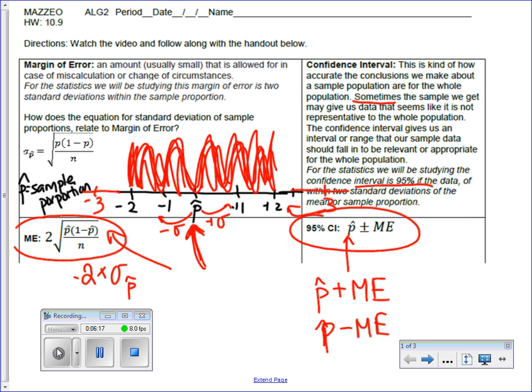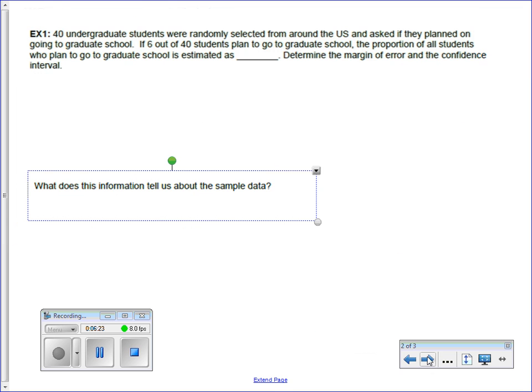Okay? So let's actually put all of this to a problem, and that might help clarify any questions. Okay, so here we go. Example 1, 40 undergraduate students were randomly selected from around the US and asked if they planned on going to graduate school. If 6 out of 40 plan to go to graduate school, then the proportion of all students who plan to go to graduate school is estimated as blank. Okay, we'll determine that. Determine the margin of error and the confidence interval.